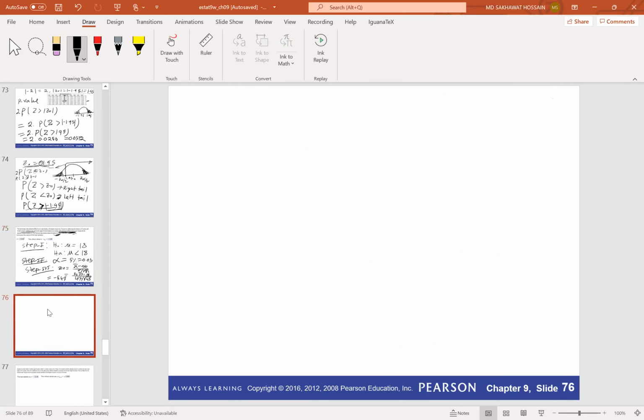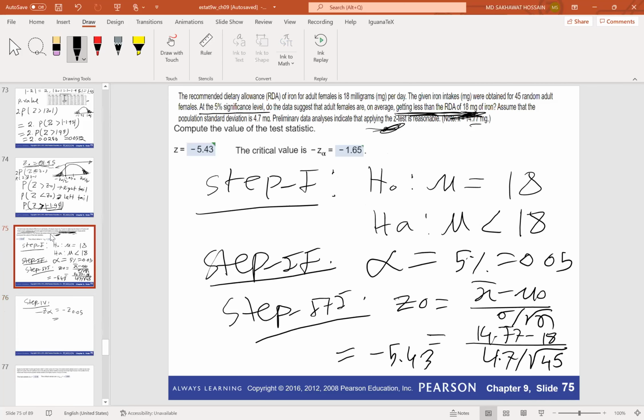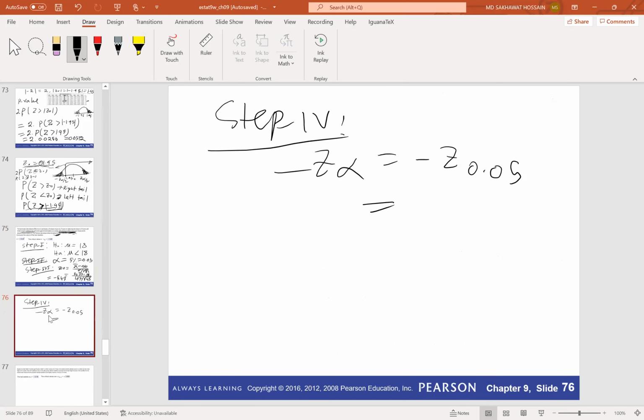Okay, so next step, we'll use the critical value approach. So find the critical value. Negative z alpha, with a 5% level of significance, so alpha is 0.05. Then it will be negative 1.645. So we have the critical value.